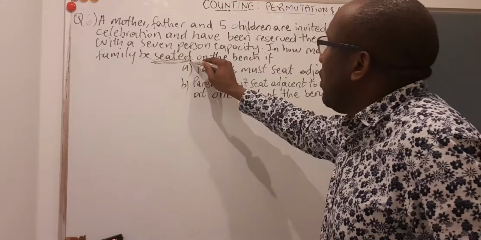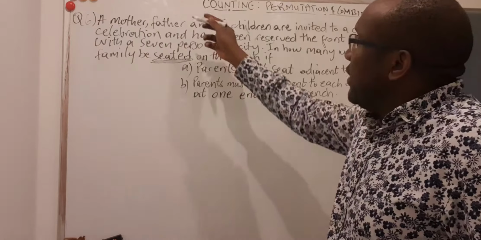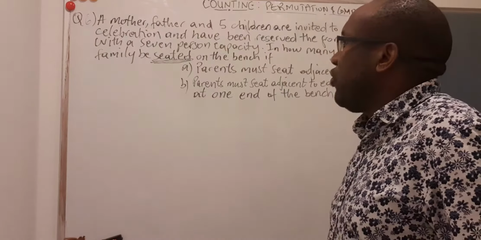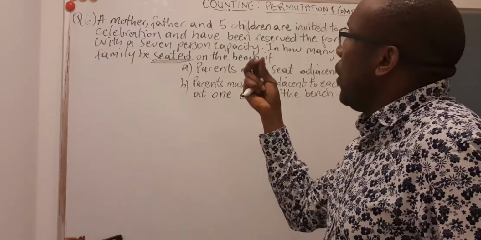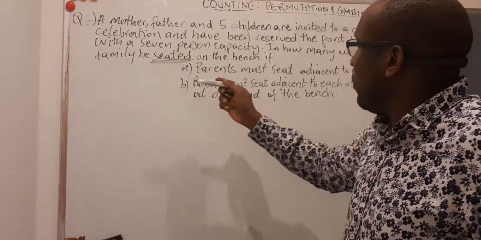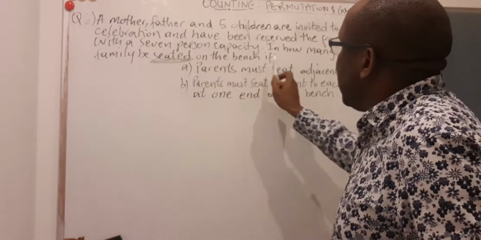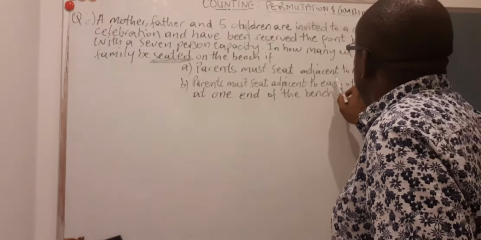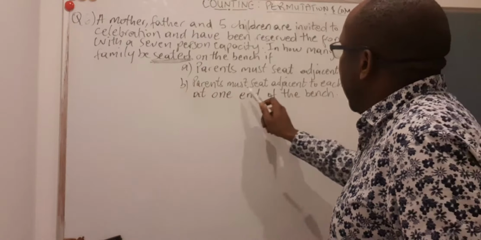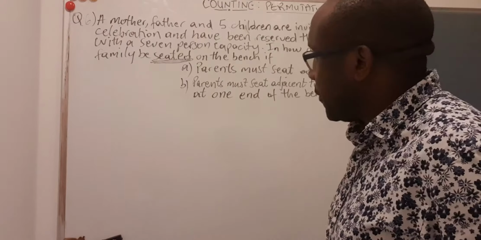I underlined "seated" because that has to do with permutation. There's a keyword that tells you we're talking here about permutation. There are some conditions around that. Let's look at the conditions because we always start from the conditions. A, parents must sit adjacent to each other. B, parents must sit adjacent to each other but at one end of the bench.